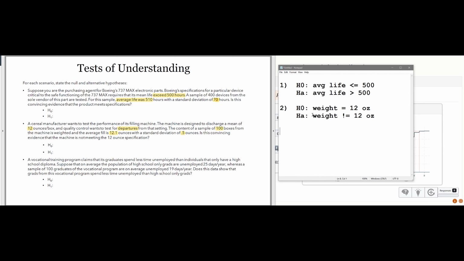All right, and then this final one, vocational training claims graduates spend less time unemployed. Suppose high school graduates are unemployed for 25 days a year. We sample 100 of our graduates and discover that they are on average unemployed for 19 days a year. Does this show that graduates from the vocational program spend less time unemployed? Well, here, our null hypothesis is that the unemployment rate is 25 days. And our alternative hypothesis is that the unemployment rate is less than 25 days.